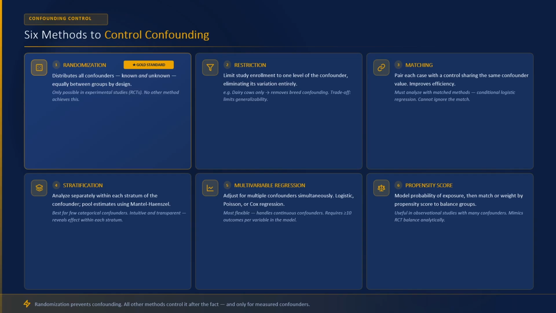Propensity scores, model the probability of exposure, then match or weight on that score to balance the groups. Useful when you have many confounders in observational data. It mimics the balance of an RCT. The sentence to carry out of here, randomization prevents confounding. Everything else controls it after the fact, and only for the confounders you actually measured.